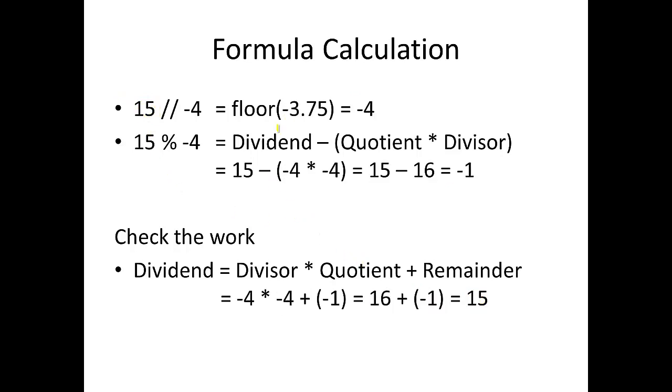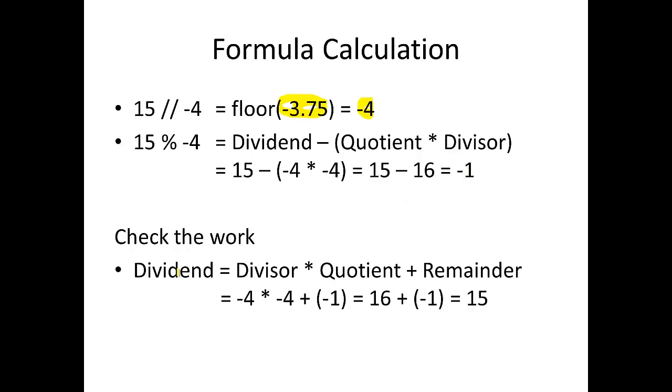The second case, using the calculation, 15 floor divided by negative 4. In this case, it's negative 3.75 for the floor. Since we need to go to the next smallest integer, that would be negative 4. So 15 mod negative 4, using the same calculation, is the dividend minus the quotient times the divisor again. So 15 minus negative 4 times negative 4 equals 15 minus 16, which equals negative 1.